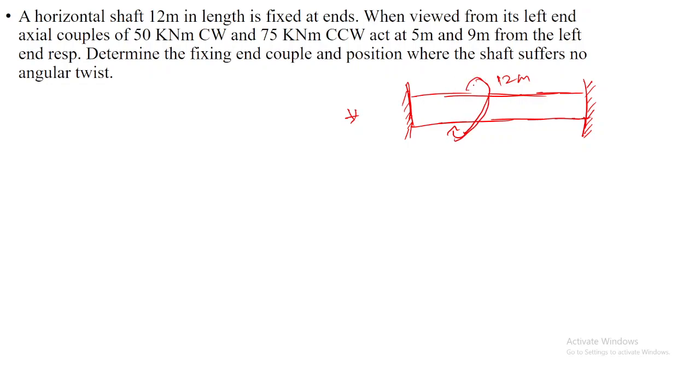At 5 meters, and in the next 9 meters from the left end, so it should be 4 meters away from here, I have another twisting couple, or axial couple, in the other direction. This is anti-clockwise, right? So this is 75 kilonewton meter. This is a very different question. Please try to solve this.